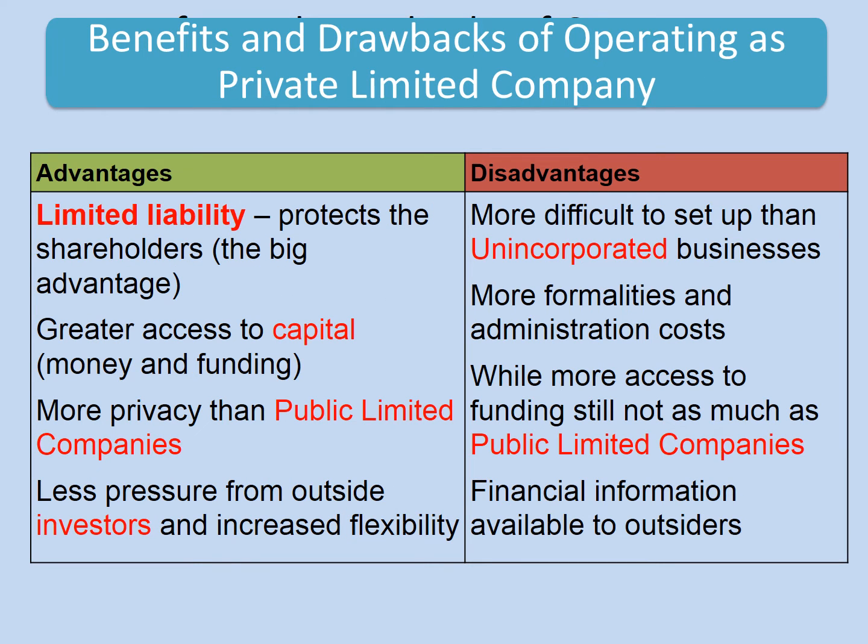They are all private limited companies, but those are some of the exceptions. And again, we've got advantages and disadvantages. So limited liability, we talked about that. It is very important. You've got greater access to capital because you can sell parts of your business off and people will pay for it. There's more privacy. So again, you do have to publish some of your details, but it's not as much as with public limited companies, which we'll cover next.